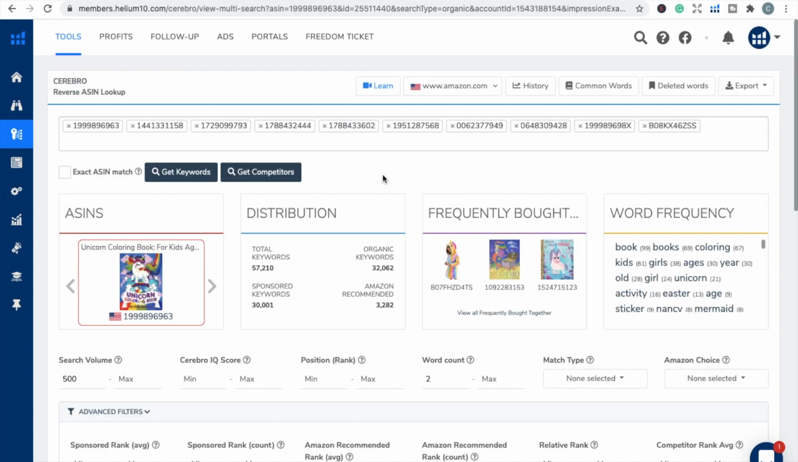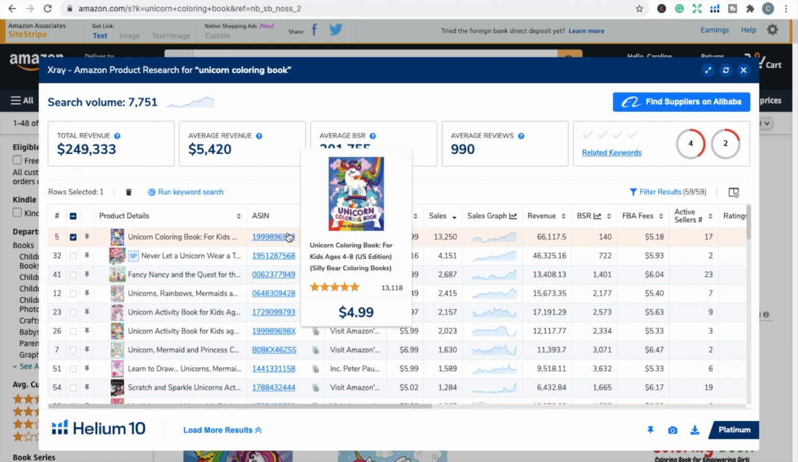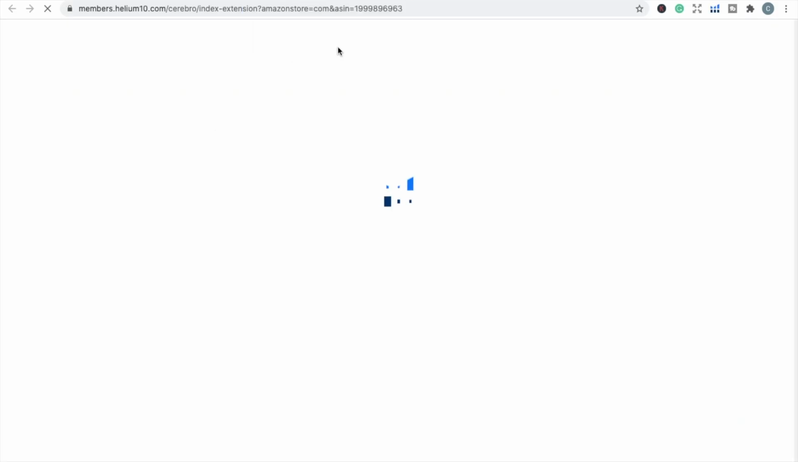Now, I really want to go into depth of the top seller in a niche and what keywords they are ranking for both organically and in sponsored listings. So if we head back to our X-ray results and we just choose the top book according to how many sales it's had in the last month, and we run that keyword search in Cerebro.